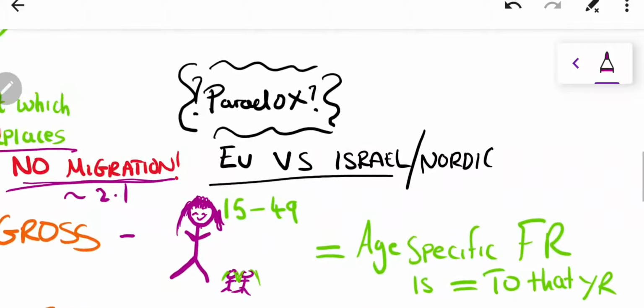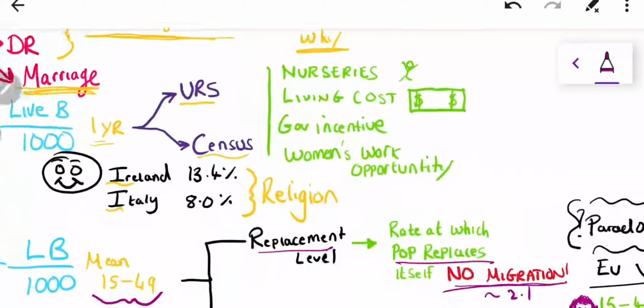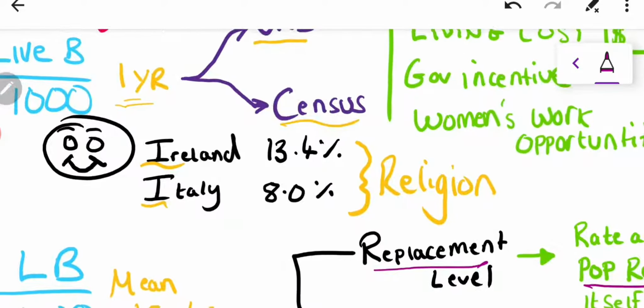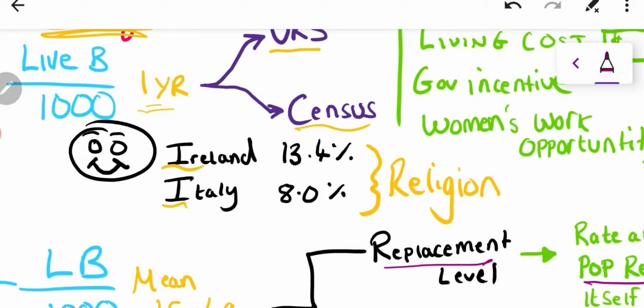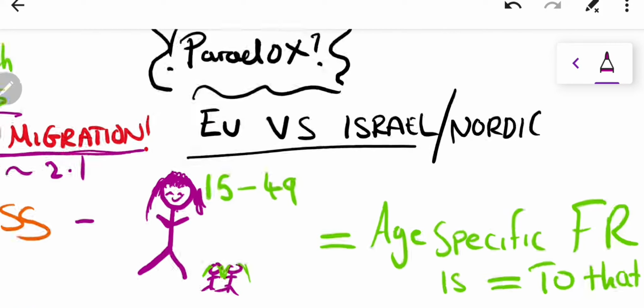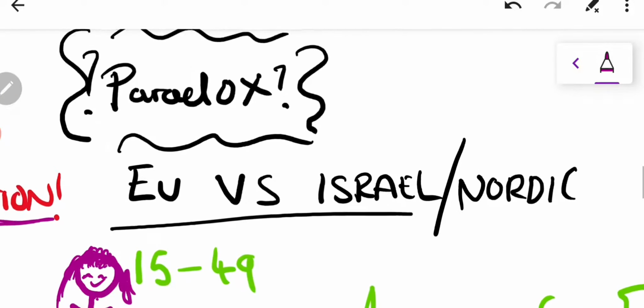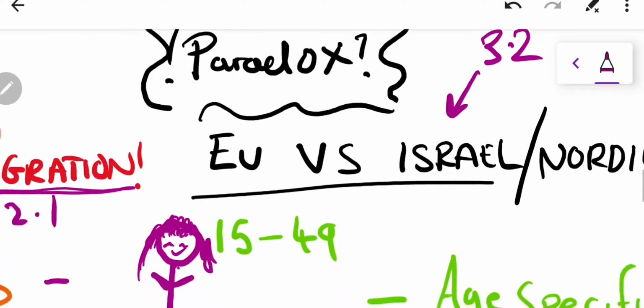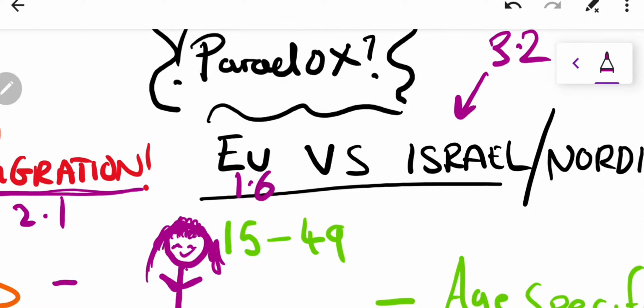And again, if you want to impress these guys, you could talk about a certain paradox, because you would think these religious centered countries should have a higher birth rate. They do have a higher birth rate, but they should also have a higher fertility rate. But that's not the case because, well, we don't know. It's a paradox. Israel has like 3.2. Nordic countries have a high amount. I can't really remember. The EU has like 1.6.